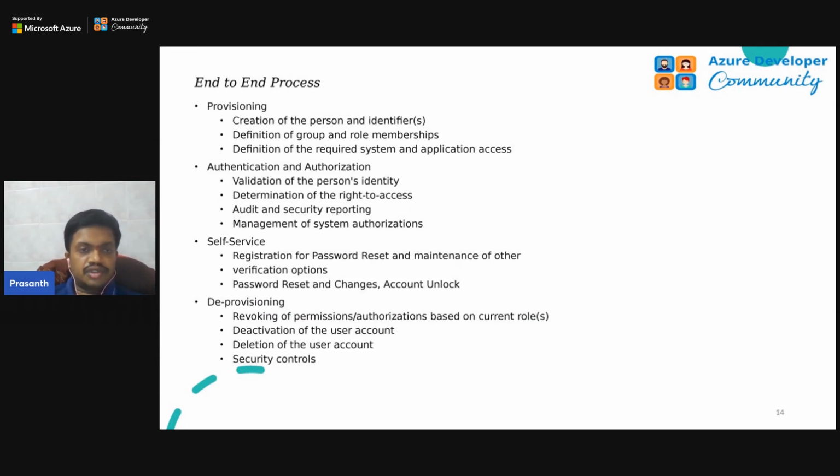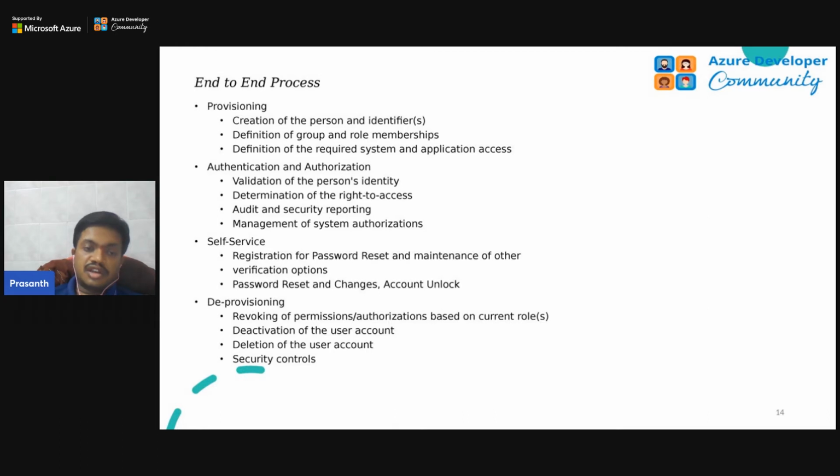Now, when we talk about identity management, the process will be like this. We lead to provisioning. We do authentication, authorization, self-service, and deprovisioning. These are some of the activities that are part of your identity management. When we talk about provisioning, it is creation of person and identifier, definition of groups and role membership, definition of required system and application access.